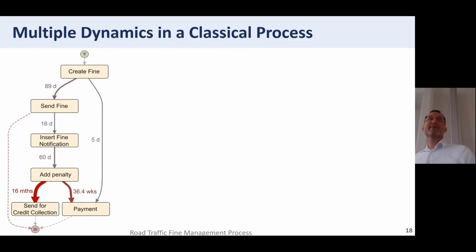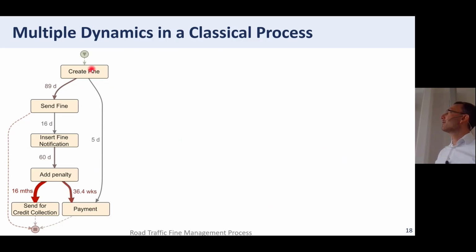So this is the road traffic fines management process, one of the public data sets. It's a rather simple process compared to many of the other real-life data sets. And here you see the three main flows. If you drive too fast, you get a ticket, so a fine is created. And you can pay it on the spot, or with a bank transfer.